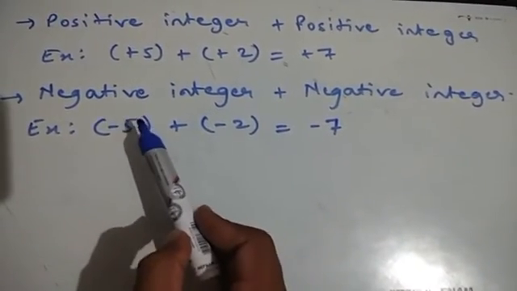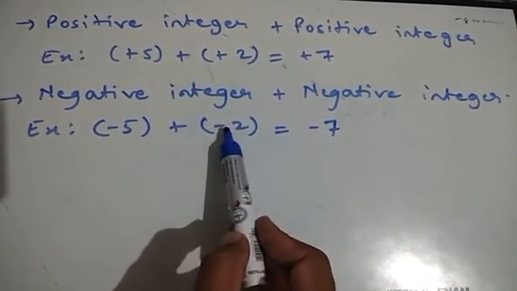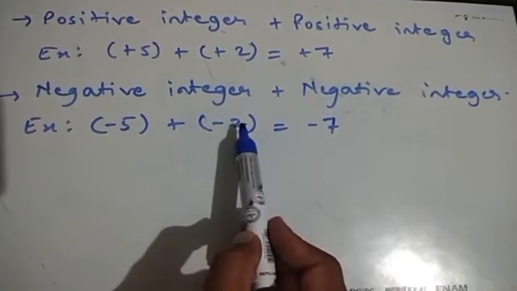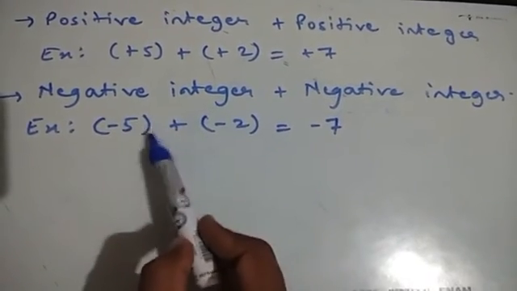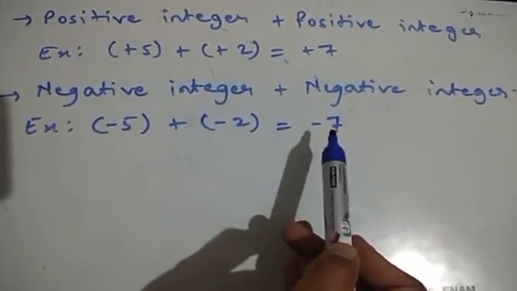I told you that while deciding the sign we have to ignore the sign of the numbers. So ignore the sign of this 2 also and 5 also. So only compare 2 and 5. So here 5 is greater than 2. Yes or no? And what is the sign of 5? Minus sign. Therefore the answer also will take that sign only.